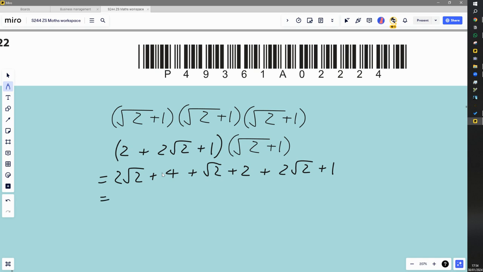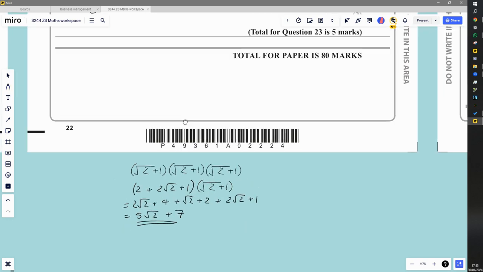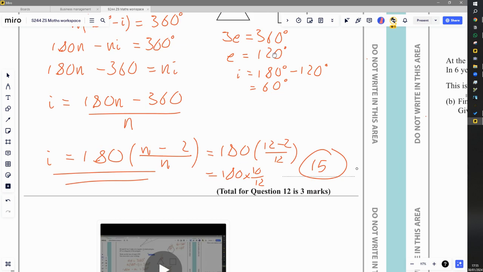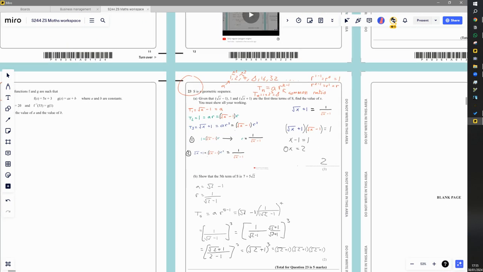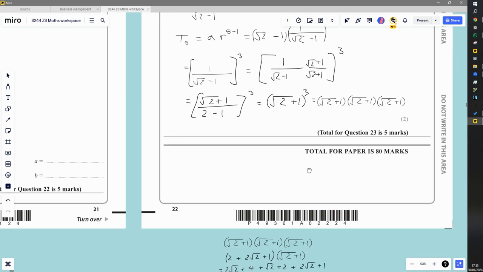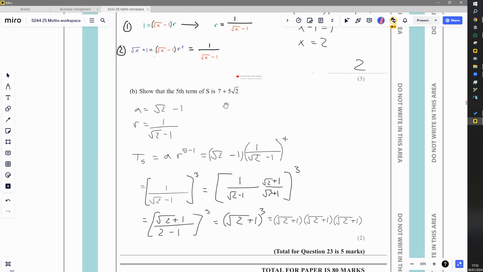Now we're going to collect the terms. We've got the root 2s: 2 here, another 1 here, and another 2 there. So that's 5 root 2. And then the numbers: we've got 4, a 2, and a 1. That adds up to 7. And I believe that's what we had to prove it to be. Right, oh, what's going on? It's jumping all over the place. Well, I got the 7 at the end, so there you go. Okay.